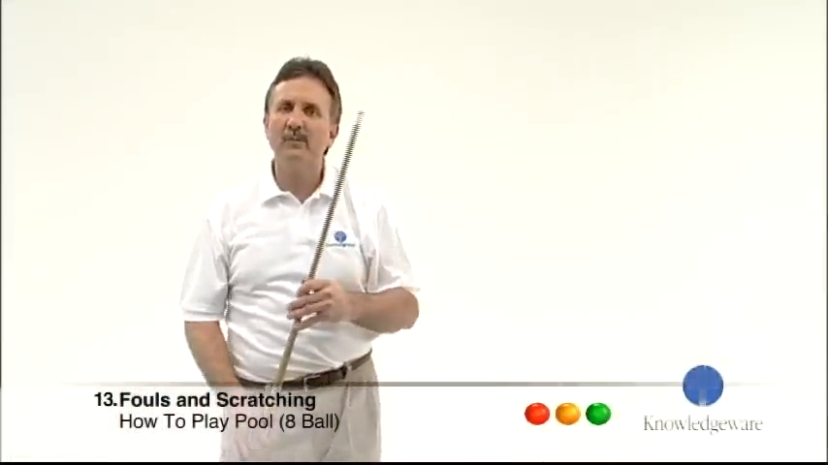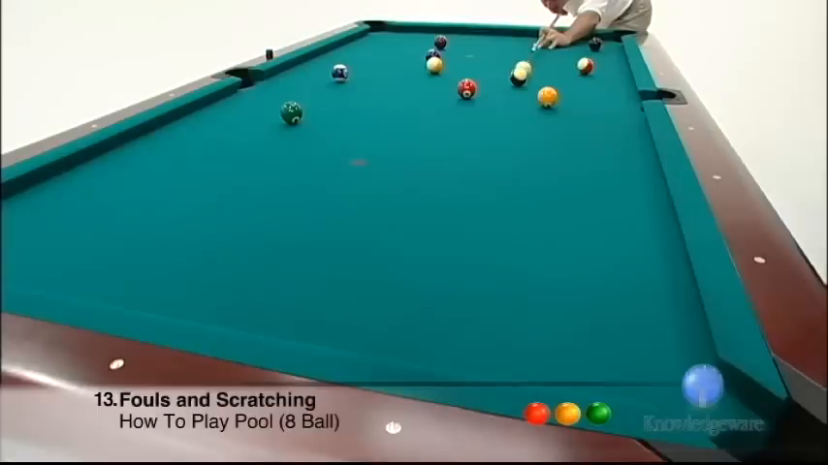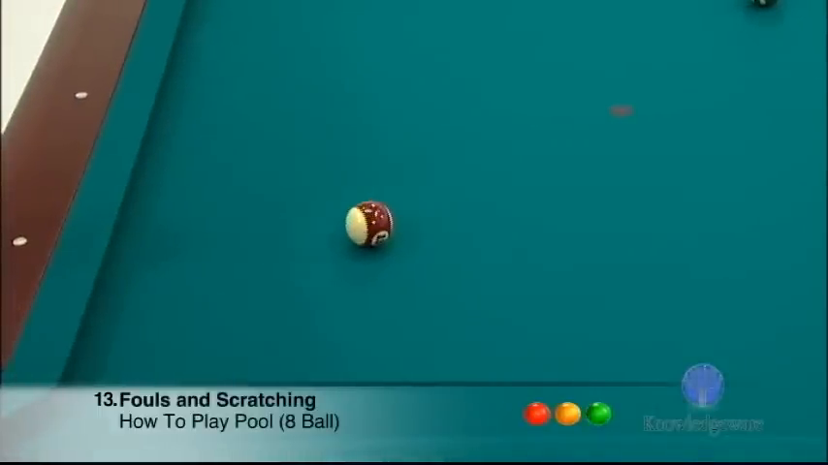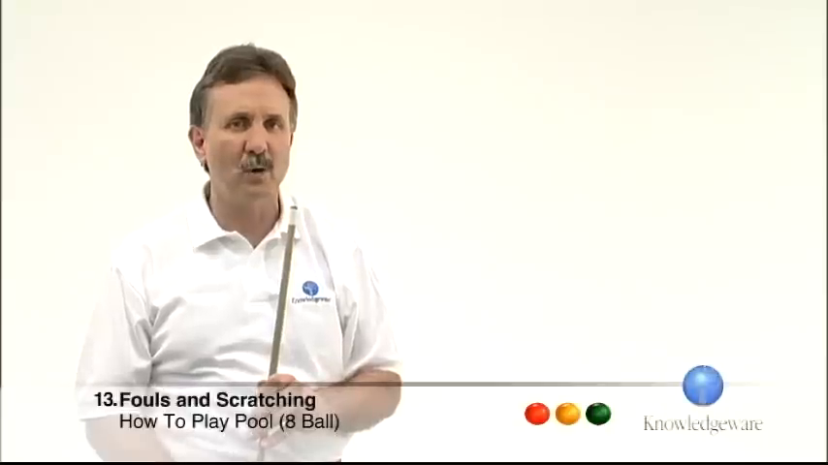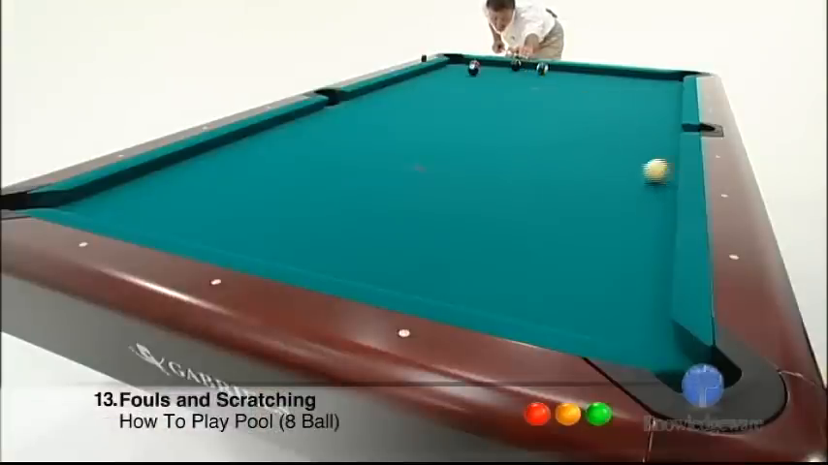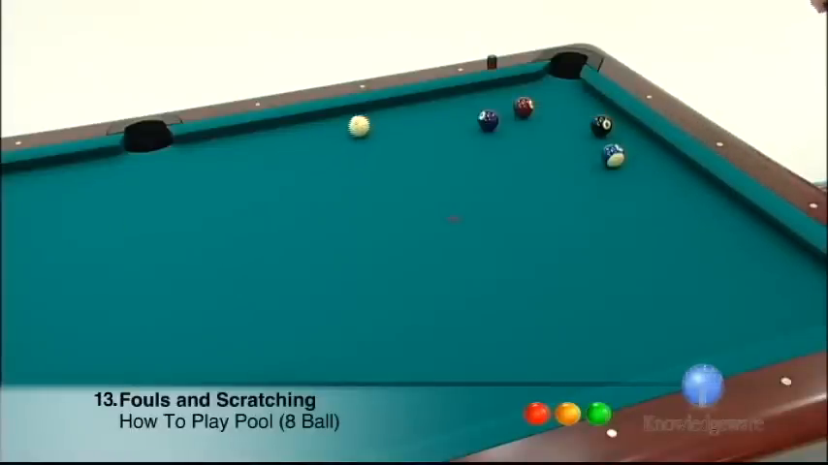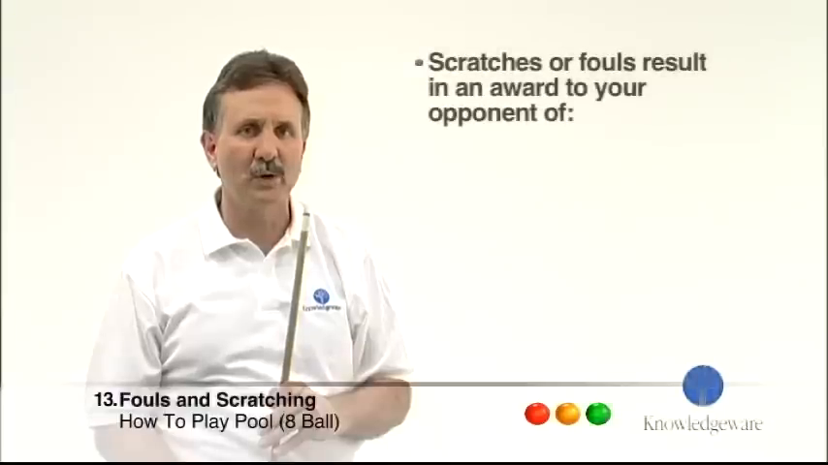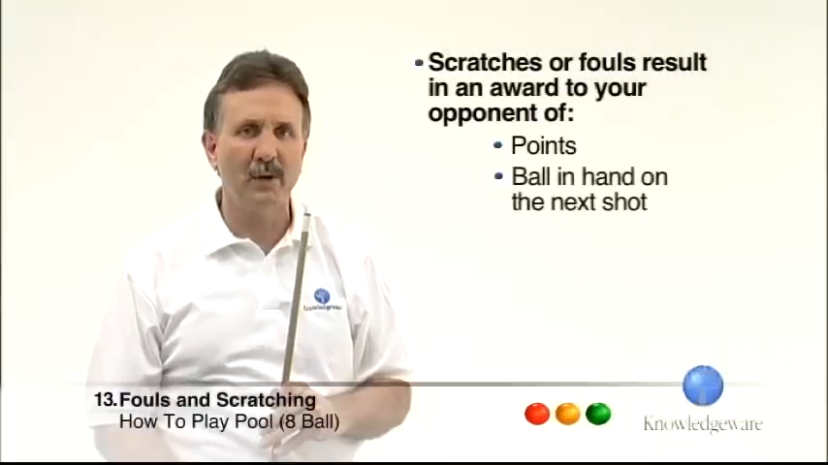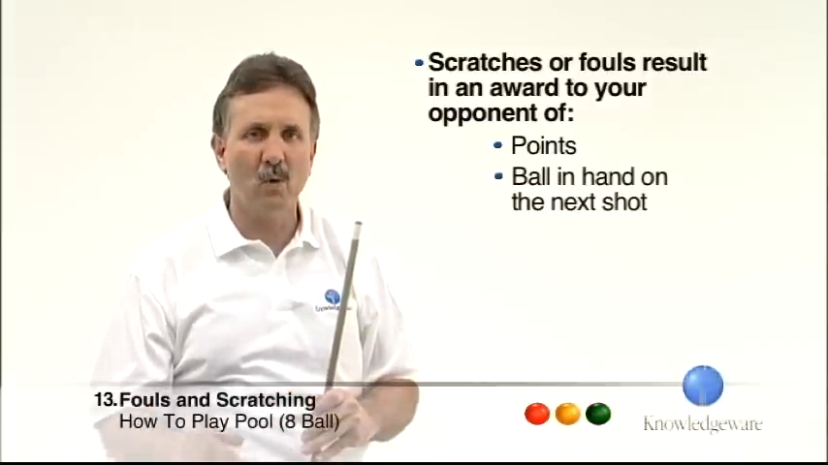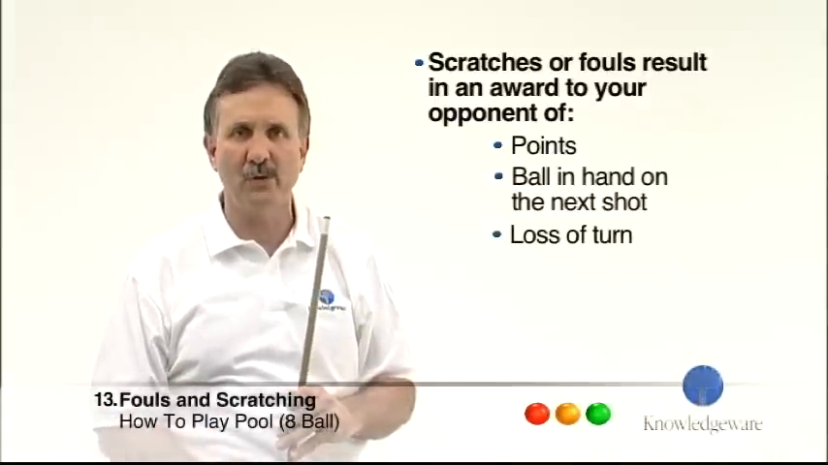In most games, you must drive a ball after contact at least to a rail, or this is also considered a scratch. You also scratch if you hit the cue ball, but it completely misses hitting any balls. Most scratches or fouls result in an award to your opponent of points, ball in hand on the incoming shot, meaning that your opponent can place the ball anywhere on the table on his next turn, or will result in a loss of turn.